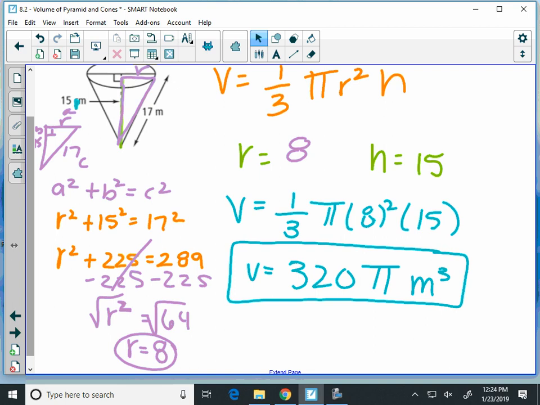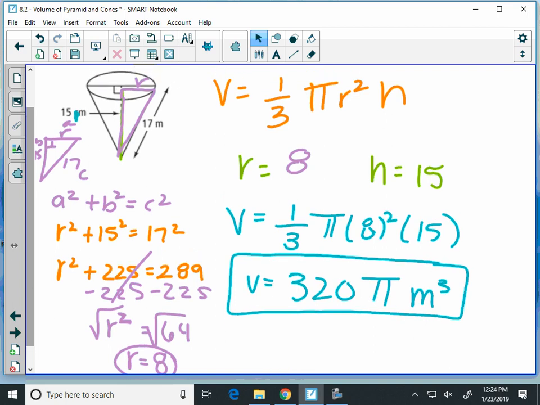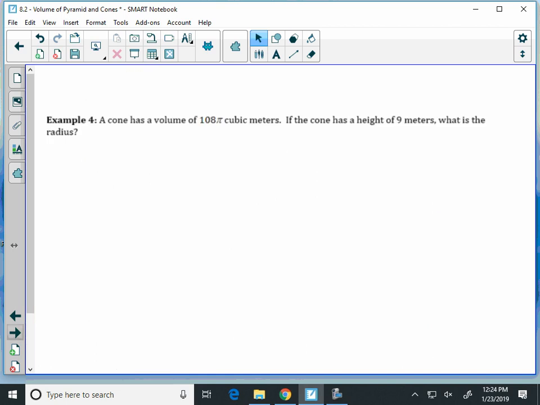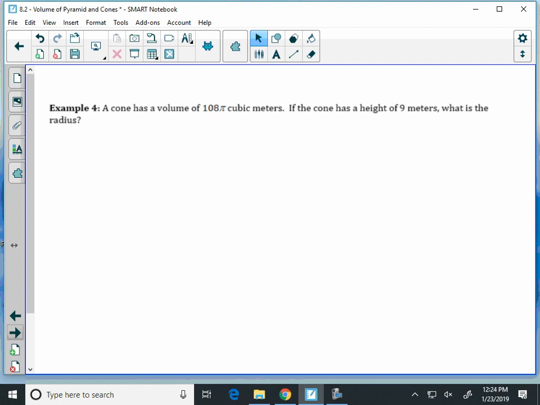Question. One more. We get time to work. Questions over that one? Again, when something is missing, use the Pythagorean theorem to find it, then plug it into your formula. Last one. It says a cone has a volume of 108 pi cubic meters. If the cone has a height of 9 meters, what is the radius?